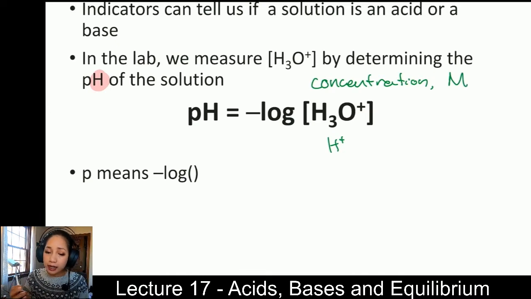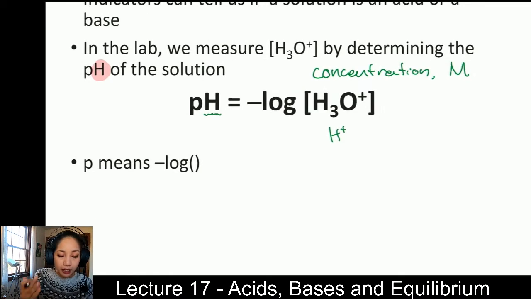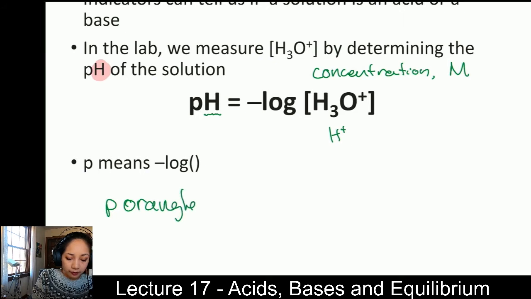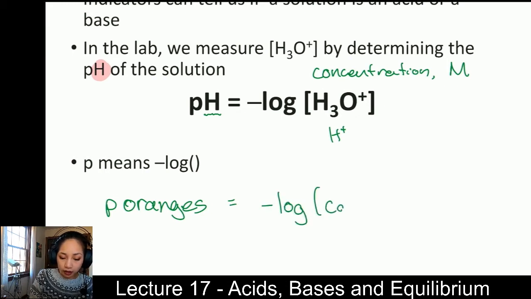So that P that comes before the H part of pH, P just means negative log of anything. So if I had P oranges, oh, I spelled that wrong, oranges, oh my gosh, oranges, then P oranges would mean that you take the negative log of the concentration of oranges.